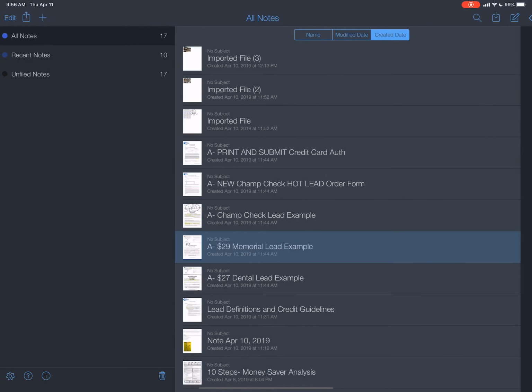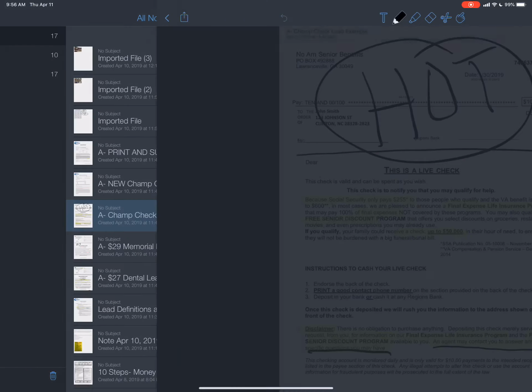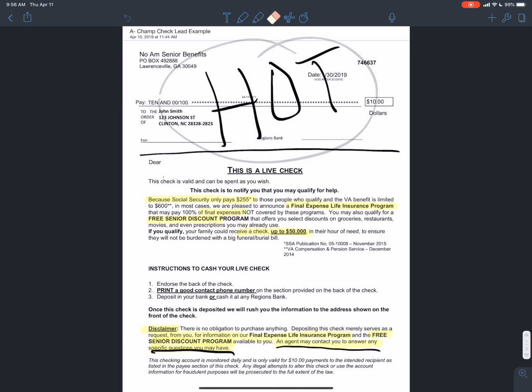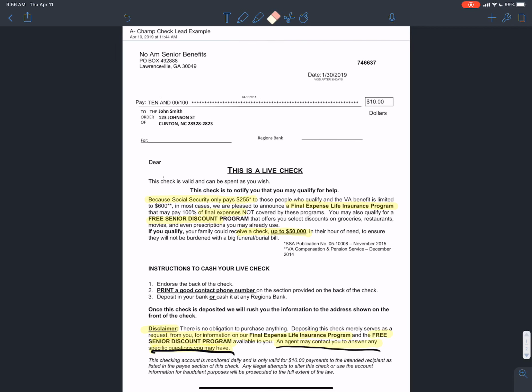Okay. I kind of messed up. I didn't tell you about the Champ Check leads. So Champ Check leads price-wise. Okay. Price-wise, if we mail them a $10 check, the lead cost for you is $26 per. If we mail them a $5 check, the cost for you is $21 per. And you get to choose when you're placing your lead order for Champ Check leads, you get to choose if you do the $5 or $10 leads.